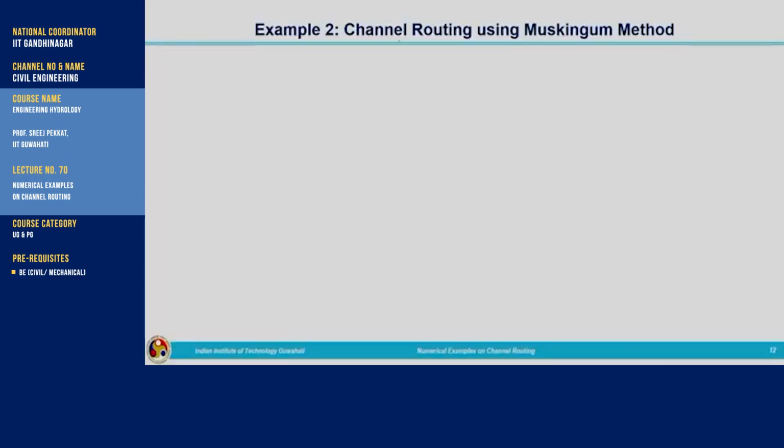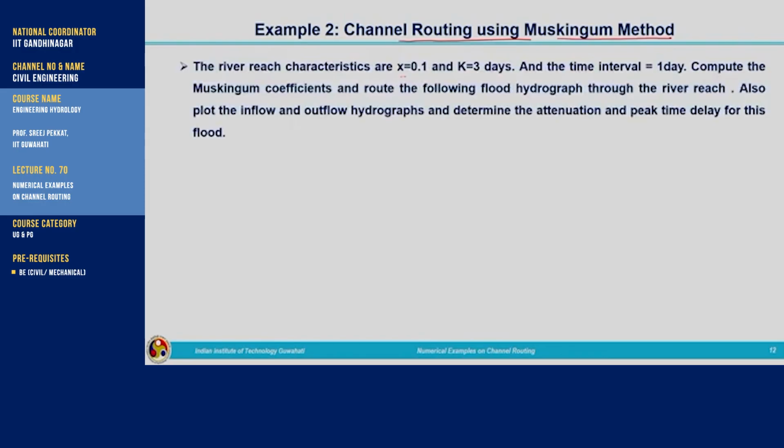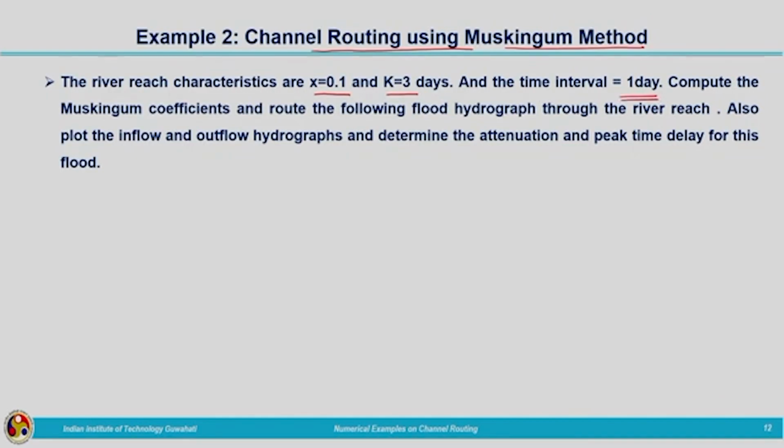Now let us move on to an example in which we can compute the outflow hydrograph from the given data by making use of the Muskingum method of routing. Second example is channel routing using the Muskingum method. The river reach characteristics are x equal to 0.1 and k equal to 3 days and the time interval is equal to 1 day. Compute the Muskingum coefficients and route the following flood hydrograph through the river reach. Also plot the inflow and outflow hydrographs and determine the attenuation and peak time delay for this flood.